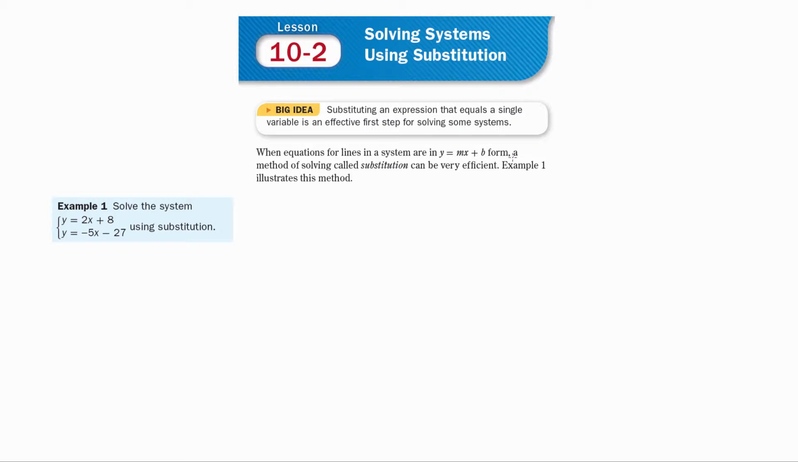When we're in this y equals mx plus b form, it's pretty easy to see how we might do that. If we solve this system using substitution, we have that y equals 2x plus 8 and y equals a negative 5x minus 27. Well, these are the same y's, so if I know that y equals 2x plus 8, I can substitute 2x plus 8 for y. So I can then write that 2x plus 8, which equals y, equals a negative 5x minus 27.